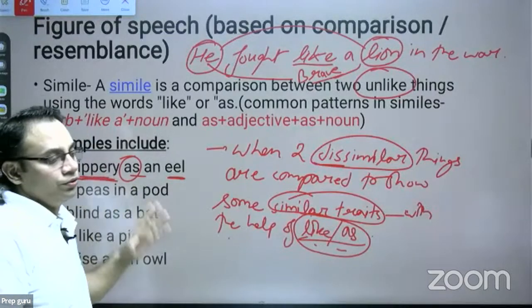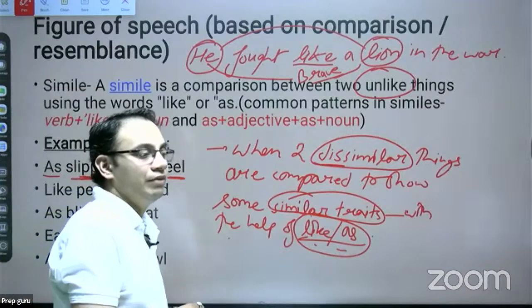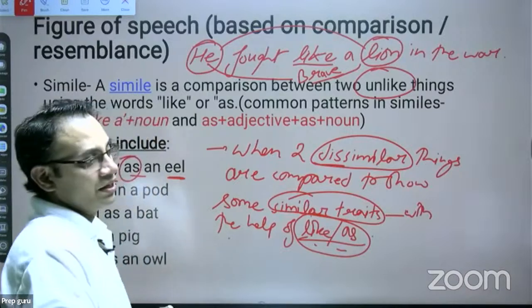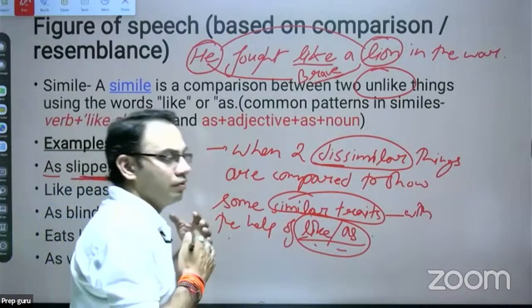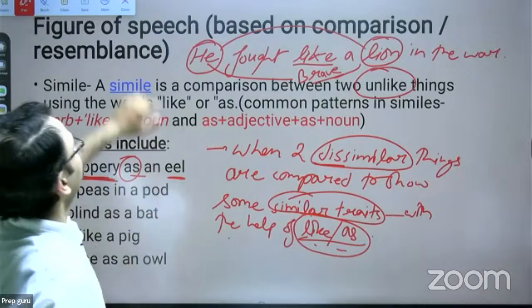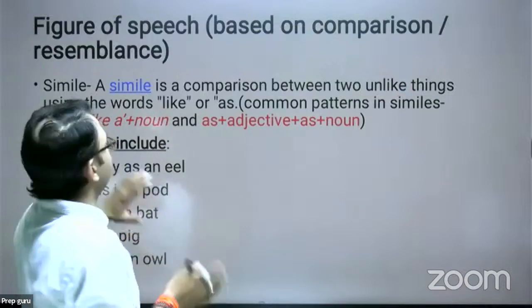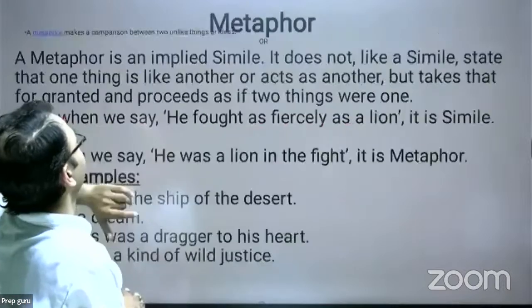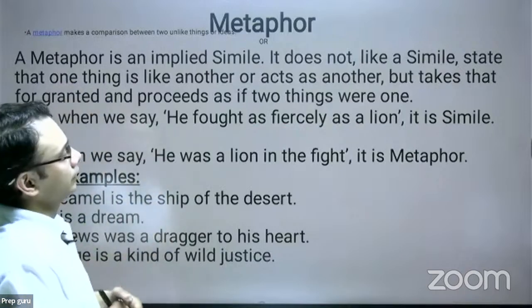ठीक है? So you have to see that like or as is there or not. If like or as is not in the given set of sentences, phrases or stanza, then it would not be the simile case, right? Now the next one under the same base. अभी base same है. Base comparison में first क्या था आपका? Simile. The second would be what? Metaphor. Write down metaphor. Metaphor, right?